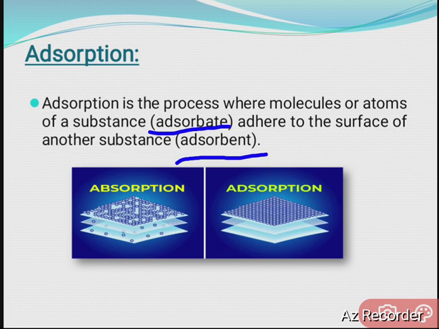Here, we know that there are two phenomena: one is absorption, the other one is adsorption. What is the difference between these two phenomena? In case of absorption, the molecules or atoms penetrate into the bulk of the material, so this is a bulk phenomenon. Whereas in adsorption, the molecules or atoms accumulate only on the surface. So adsorption is the surface phenomenon.